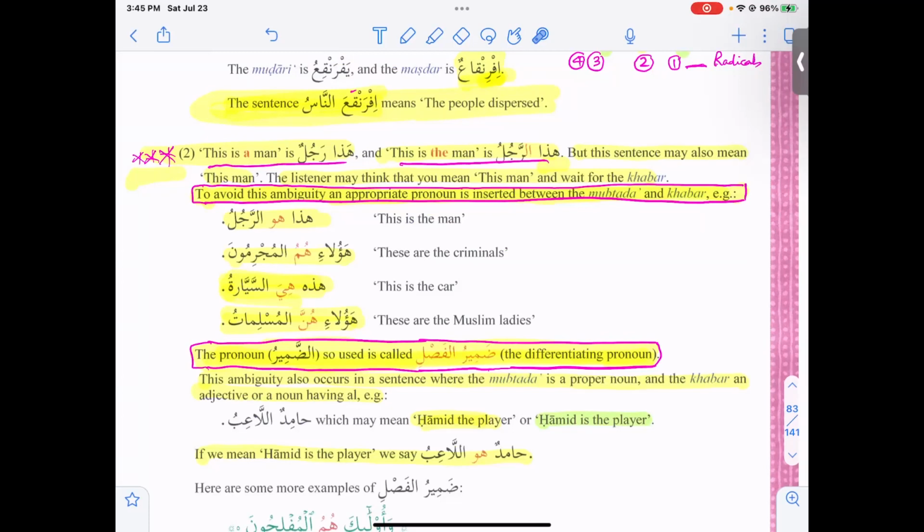the differentiating pronoun. This ambiguity also occurs in a sentence when the mubtada is a proper noun and the khabar is an adjective or a noun. Hamidun laibu may mean Hamid the player, or it can also mean Hamid is the player. If we mean Hamid is a player, we say Hamidun huwa laibun. Yes, now we use Damirul Fasli. In Hamidun laibun, two meanings are there.